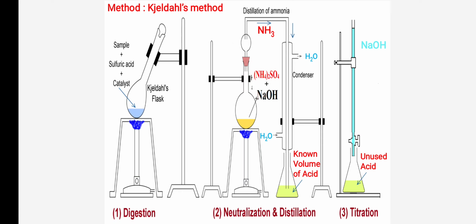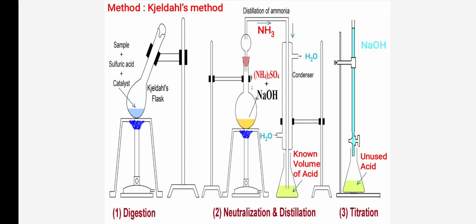Left behind, that is what? Unused acid. But how to find unused acid? For that purpose, we are going to carry out the third step, that is what? The titration. In titration, we take NaOH in the burette and acid in the conical.